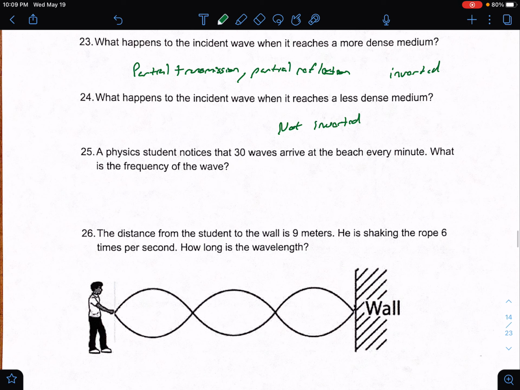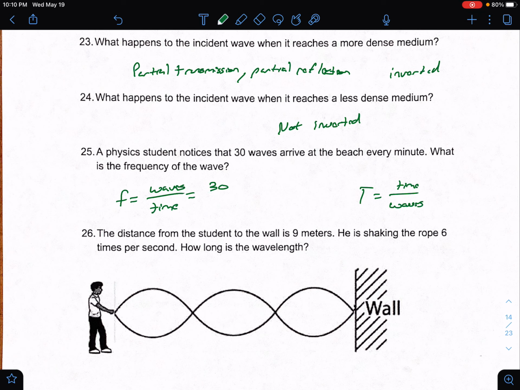Okay, 25, a physics student notices 30 waves arrive at the beach every minute. What is the frequency of the wave? Okay, so here's something good to write down. Frequency equals waves divided by time. Period is the opposite. If it asks about period, you would do time divided by waves. But in this case, it wanted to know frequency.